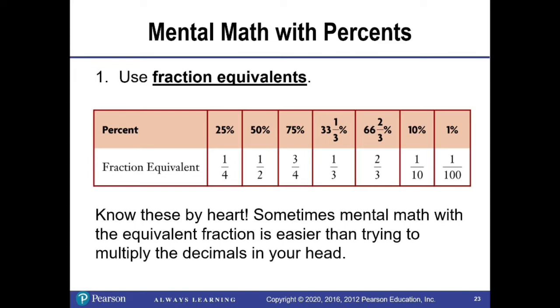25% is the same thing as 1/4. 25% is 25 over 100, which simplifies to 1/4. 50% is the same thing as 1/2. 75% is the same thing as 3/4. And you can see 4 other common percents on that table. Again, be sure that you know these percents and their fraction equivalents.